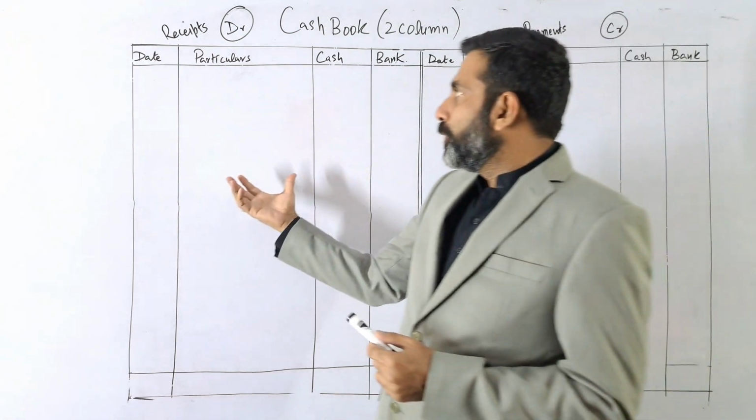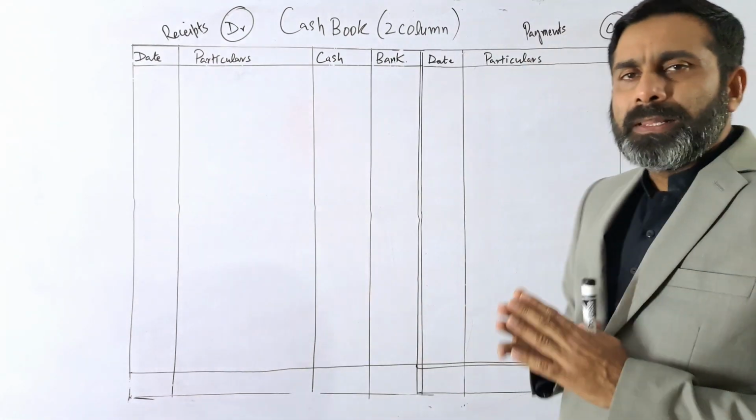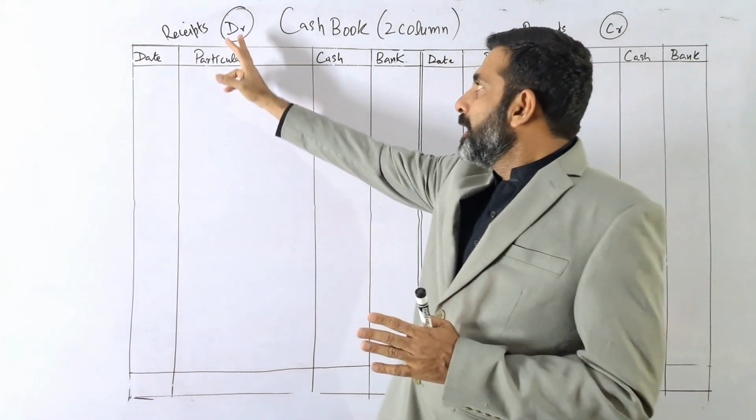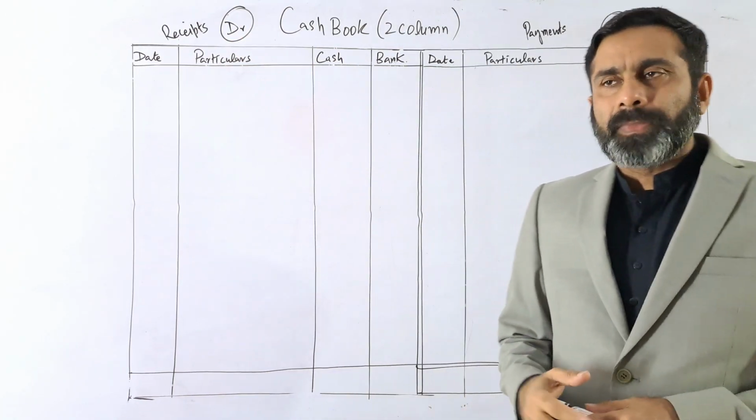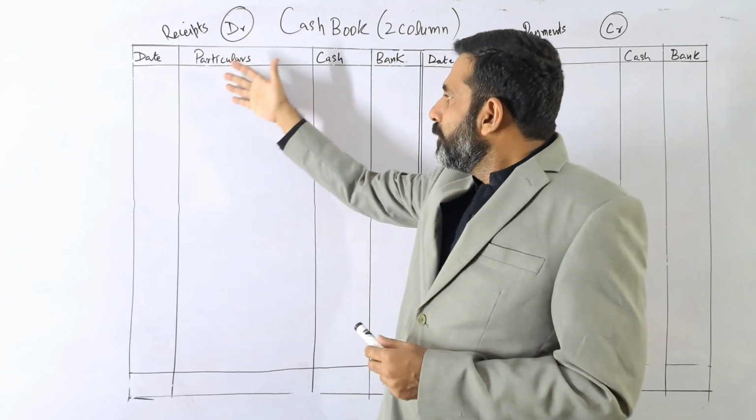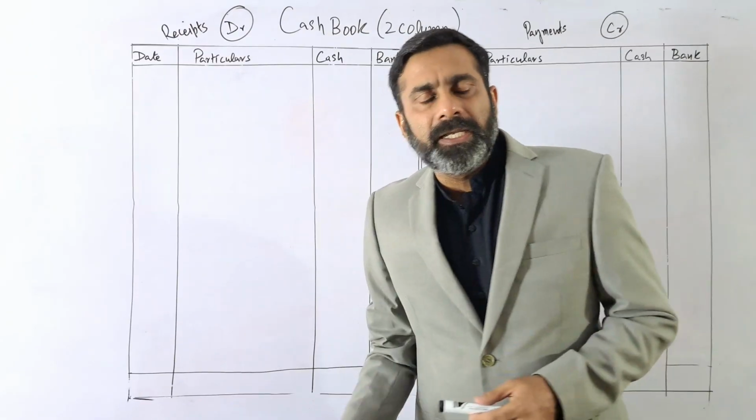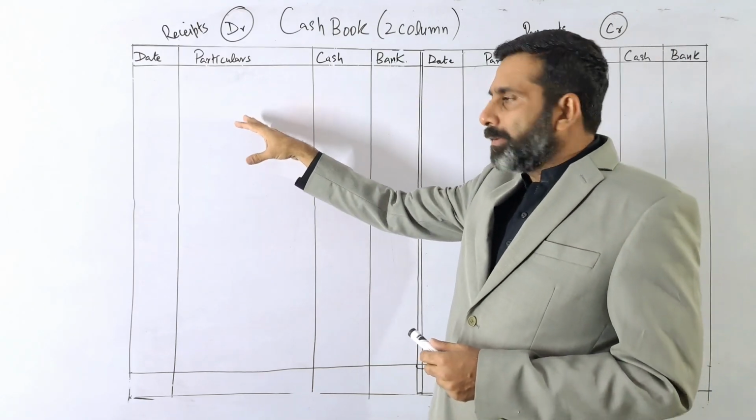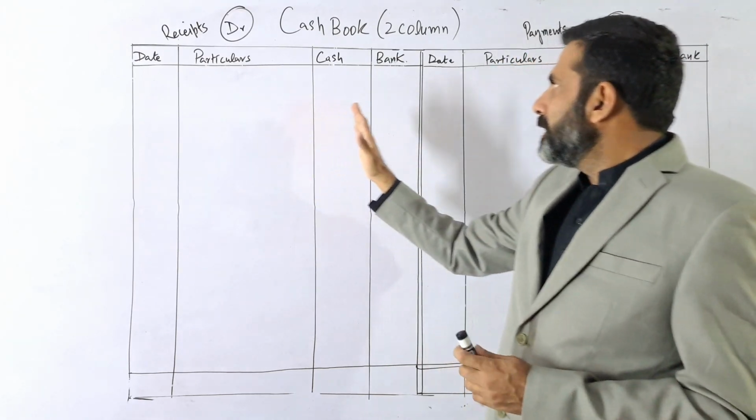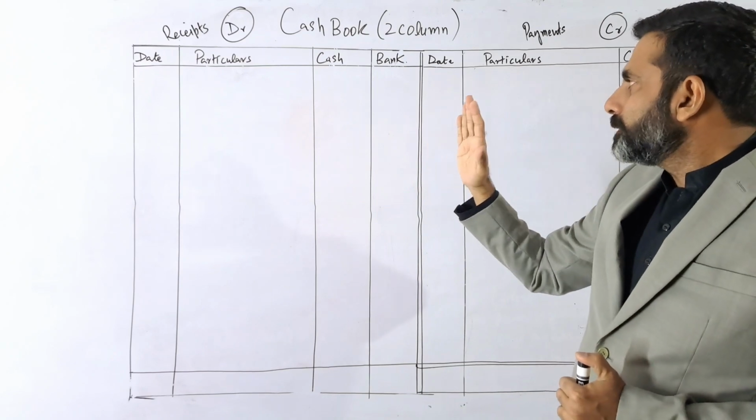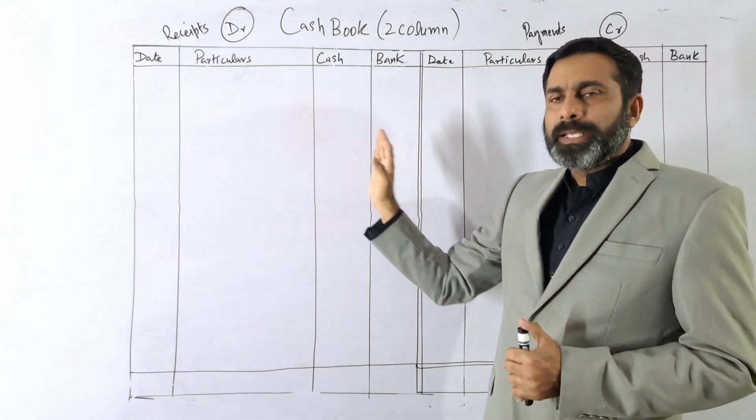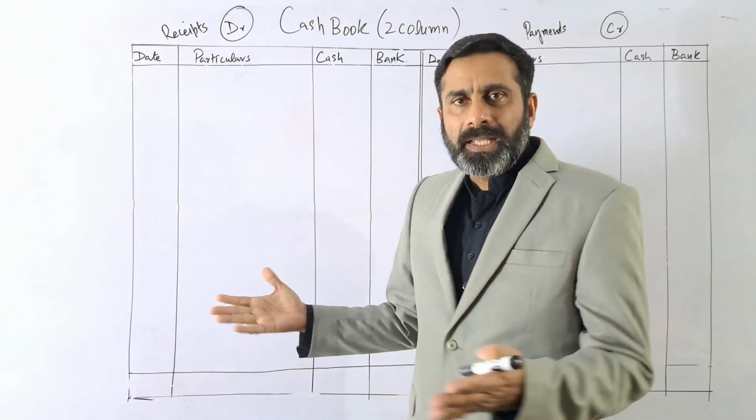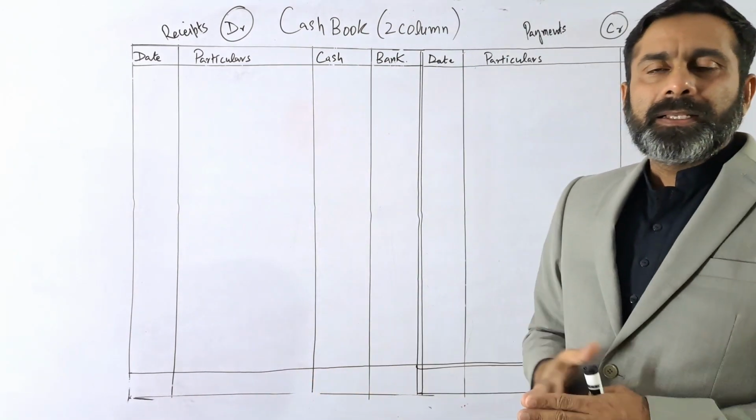If we look at the cash book, just like a simple T account, it basically has two sides. One is the debit side. Debit side means where we will record all the receipts, meaning how much cash we are receiving, either in the cash account or in the bank account, cash in hand or cash at bank. We write it on the debit side, just like a T account or a ledger.